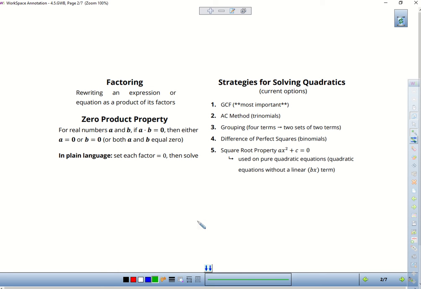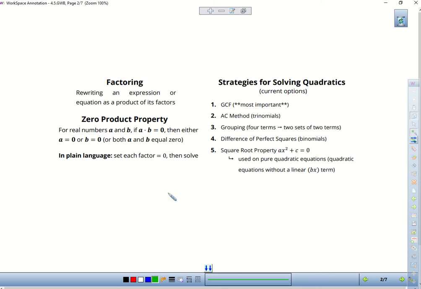For that reason, this is what allows us to set these pieces of the equation equal to 0, because if the whole thing is equal to 0, then one piece must have been 0 for that to happen. So in plain language, you set each factor equal to 0, and then that allows you to solve from there, okay?